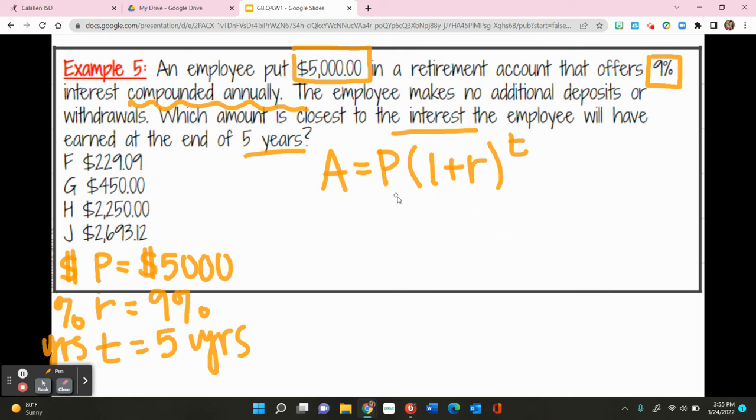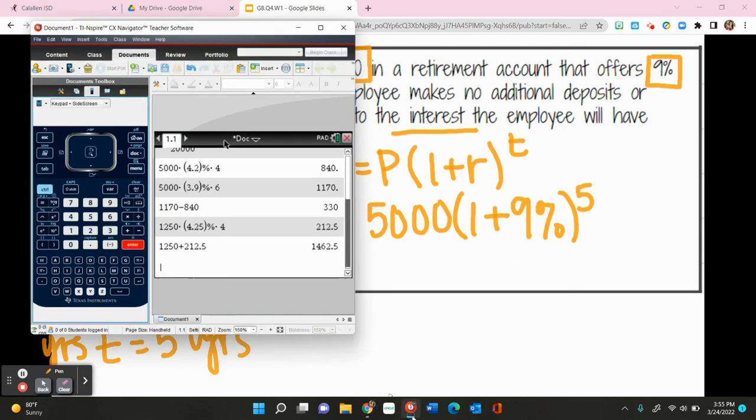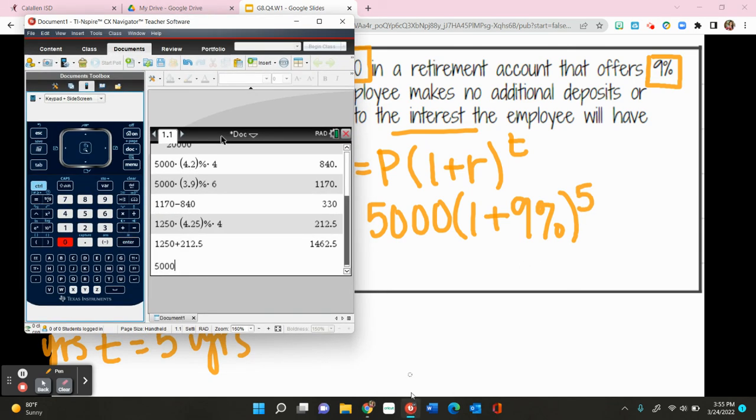So let's go ahead and look at that. So again, our principal is 5,000, parentheses 1 plus our rate, which is 9%. Close your parentheses and put it to the power of t. So the power of t here would be 5. So let's go ahead and plug that into the calculator. So 5,000, open up your parentheses, 1 plus 9%. Step out of your parentheses, and then you need to put it to the power of 5.